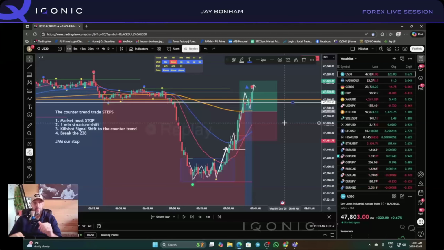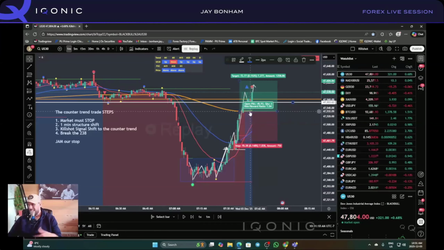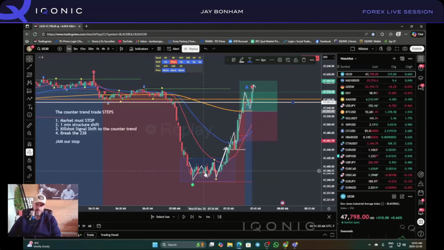Okay, then we want to see a Kill Shot signal. We see that Kill Shot signal, and we're like, okay, it stopped. This 1 minute structure is changing. We now got a Kill Shot signal. Now we got 3 of those things telling us it's probably going to want to push back at least a little bit. And if it pushes back and breaks the 238, now is our opportunity to join it. And I know it's like, why can't we just join it down here and take hundreds of pips? Because we didn't get our confirmations until up here.